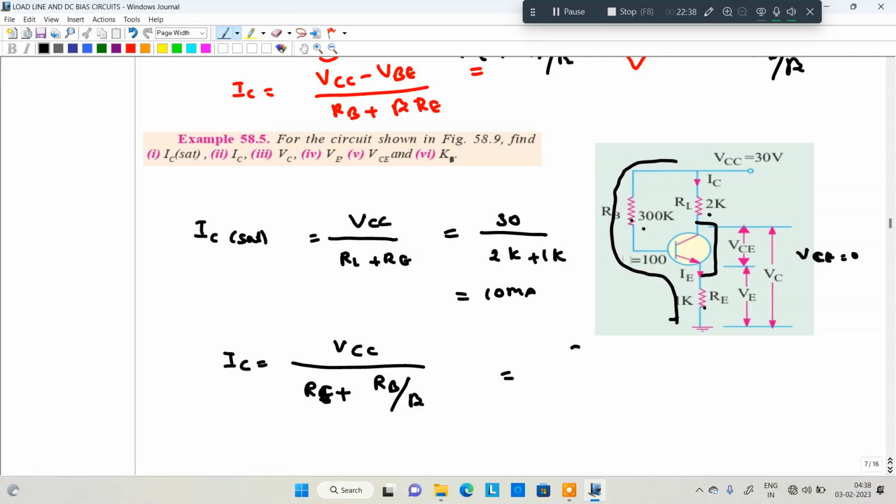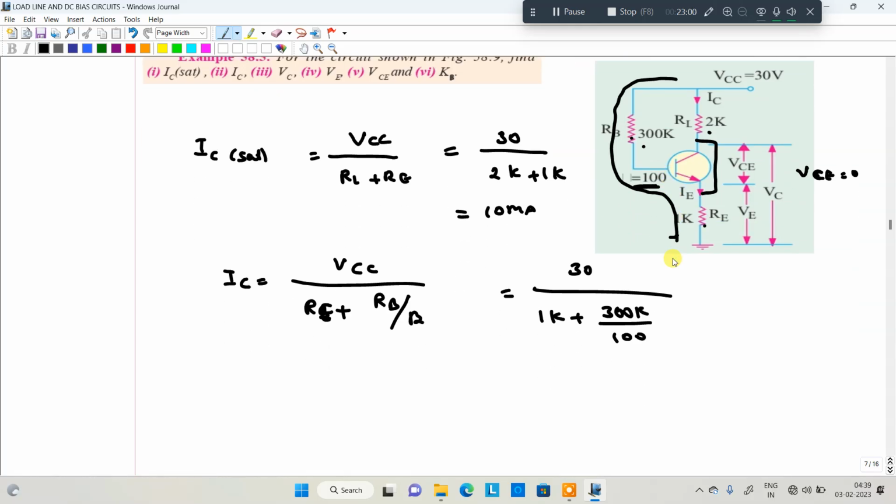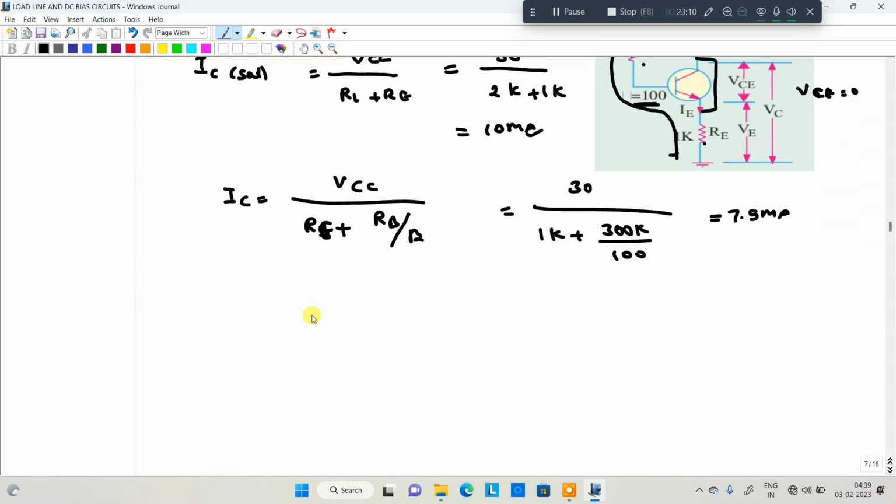So it is 30 divided by the RE value, which is 1K, plus RB, which is 300K divided by beta. Beta is given as 100. So from that, what is the IC value? 7.5 milliamperes. This is the maximum current, the saturation current. This is the actual Q operating point IC value, if you are operating the transistor in this particular case. So that is 7 milliamperes.